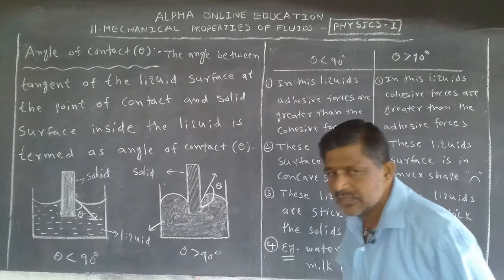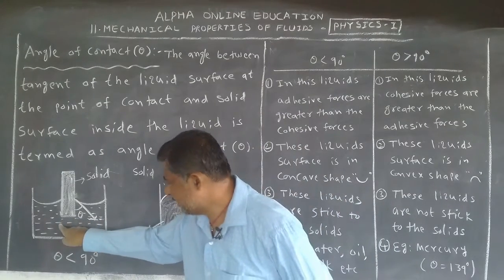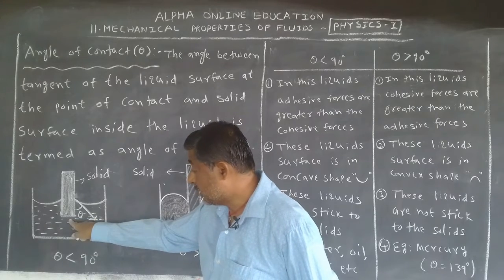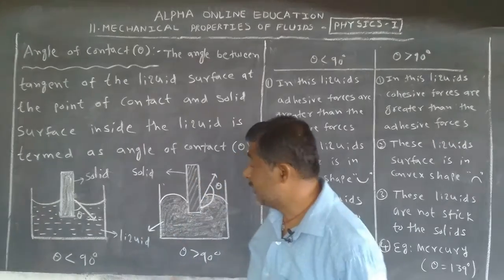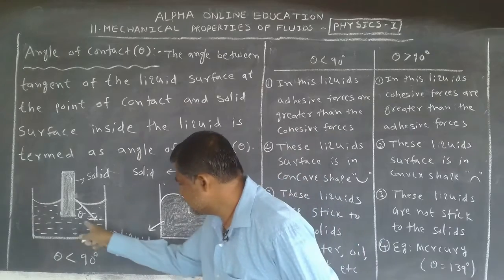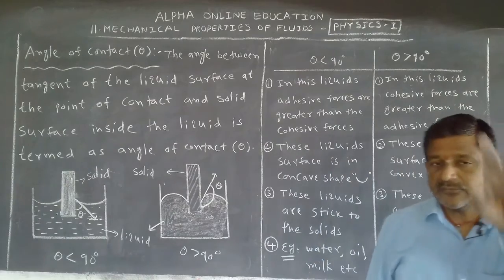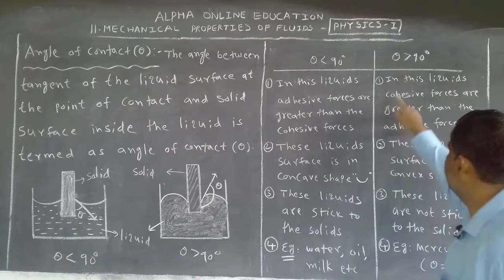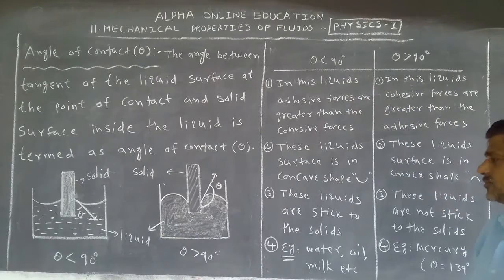Adhesive force means attraction force between unlike molecules. Water is one molecule, solid is another molecule. Liquid is one molecule, solid is another molecule. Adhesive force predominates, or is greater than the cohesive force. Cohesive force means attraction force between like molecules. Liquid molecules also have attraction force, and that force is less than these adhesive forces. Now here, in these liquids, cohesive forces are greater than the adhesive forces.